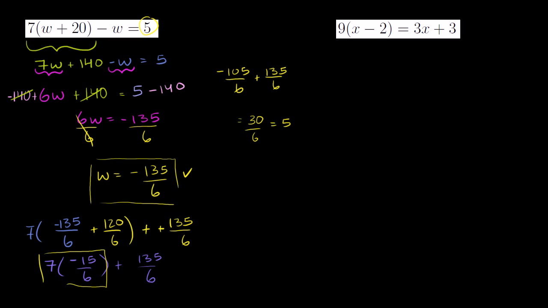Now let's do this problem. So once again, I like to distribute out the 9. Actually, we don't have to distribute it out. There's multiple ways to do this. Maybe we'll do it both ways. So the first way I like to do is distribute out the 9, so I don't have to deal with fractions. So you get 9x minus 18, I just distributed the 9, is equal to 3x plus 3.